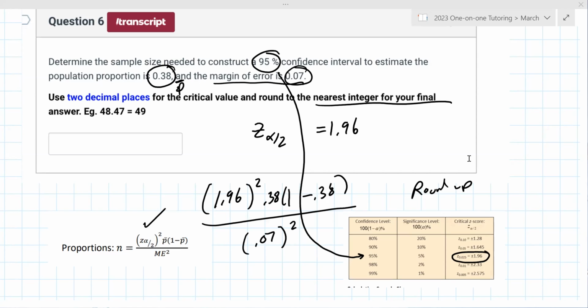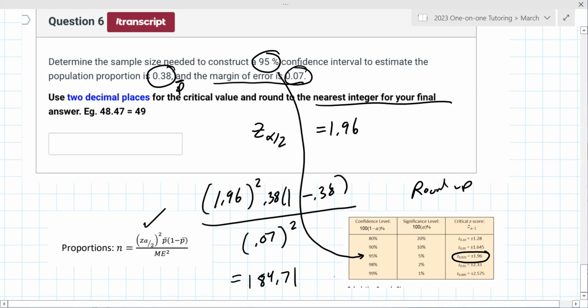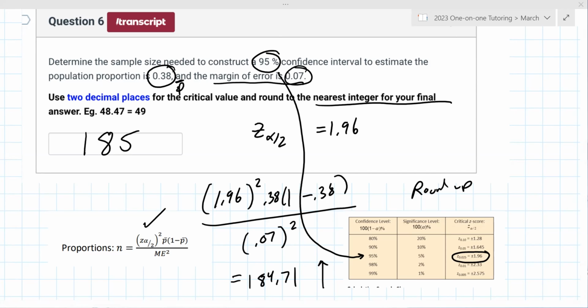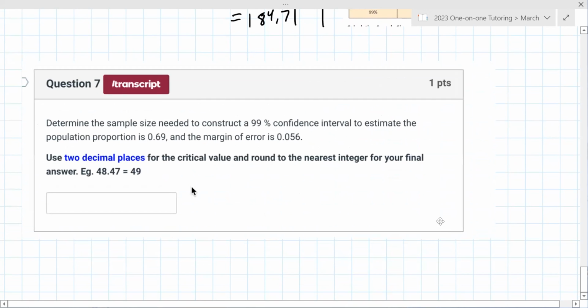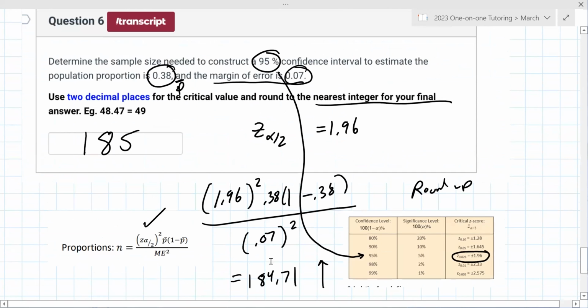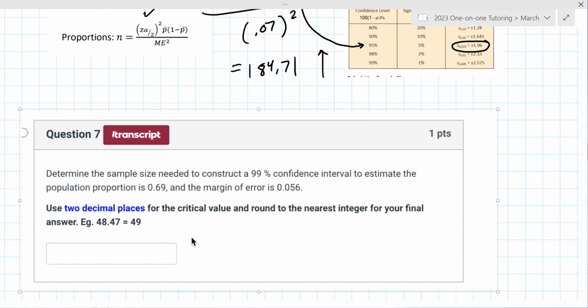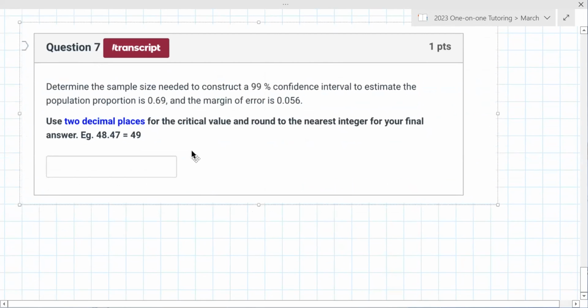All right, so I get 184.71, so round it up. That's what I got. 185. Okay. Question 7. The whole test is multiple choice too. Now, on a problem like this one, your teacher will give you both 184 and 185 to choose from. So be very sure you know how to do that.